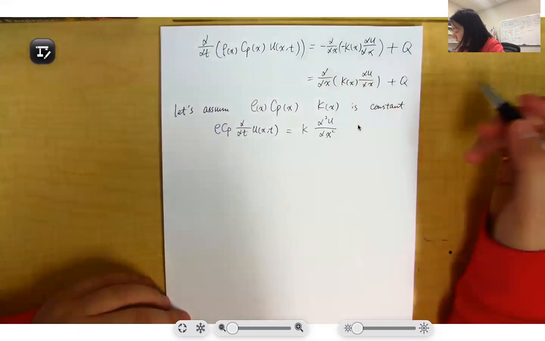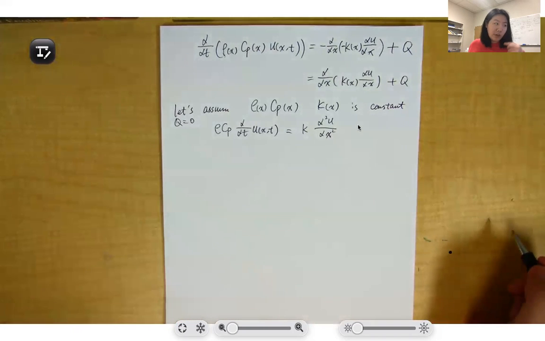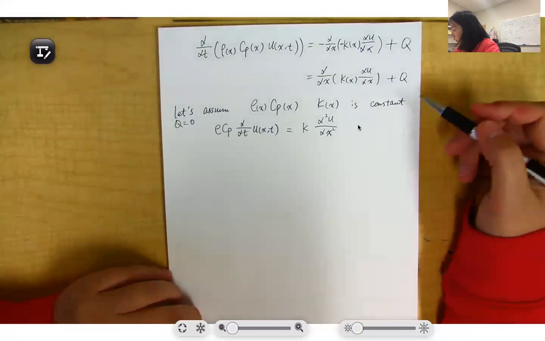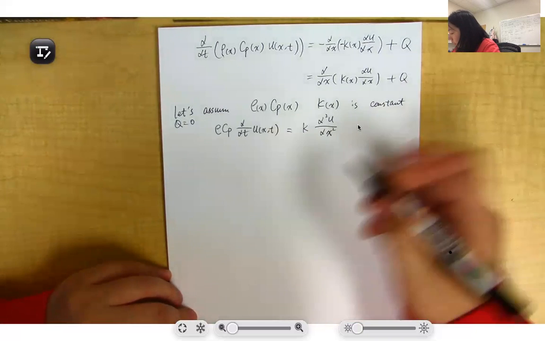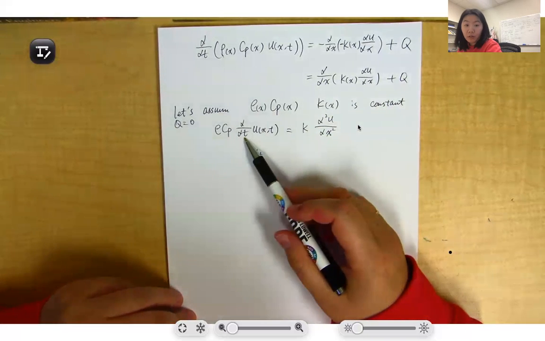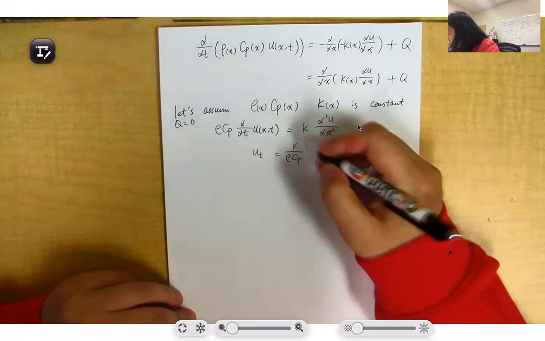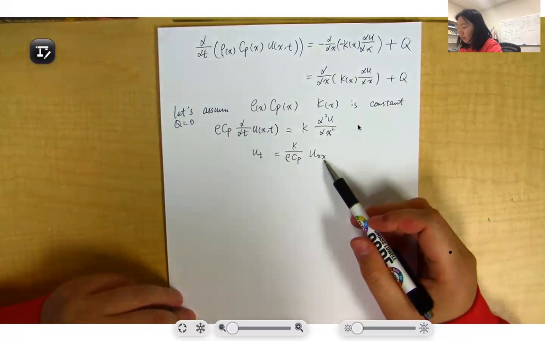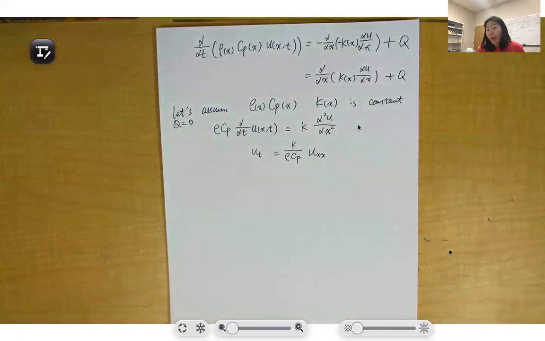Let's also assume that Q is 0, so there is no heat source, no chemical reactions, no magnetic heating or anything else. Since they are constant, we can also rewrite this as u_t, the first derivative with respect to time, equals k over rho Cp times u_xx, the second derivative in space, which is 1D space, so it's only the dimension x.